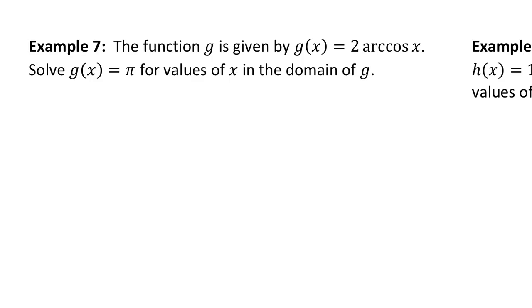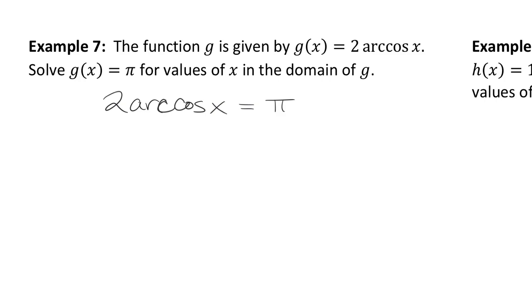Here's how we do this one. We're going to set g of x equal to pi, meaning I'm going to set up 2 times the arc cosine of x equal to pi. Now, a couple people have asked me this. What is arc cosine? Remember, that's the same as inverse cosine. There's 2 ways you can write both of them, either arc cosine or inverse cosine, so cosine to the -1.